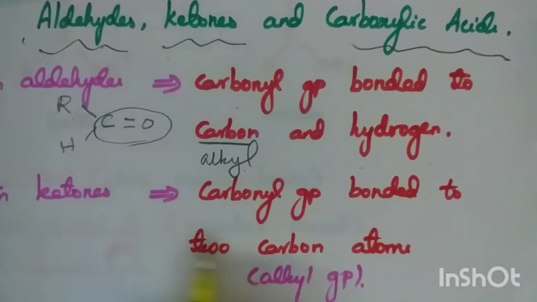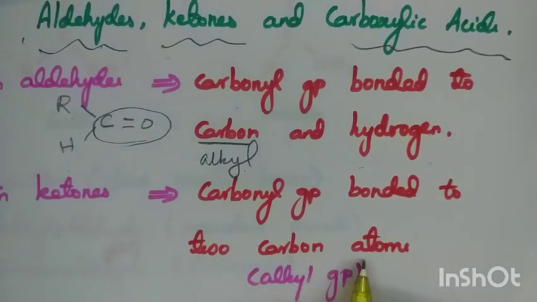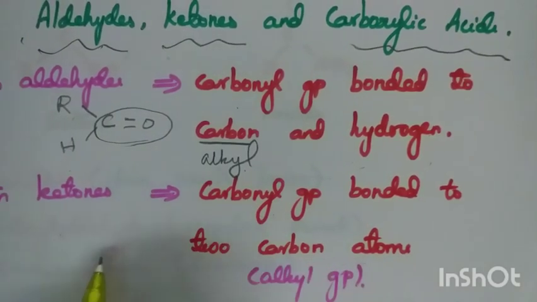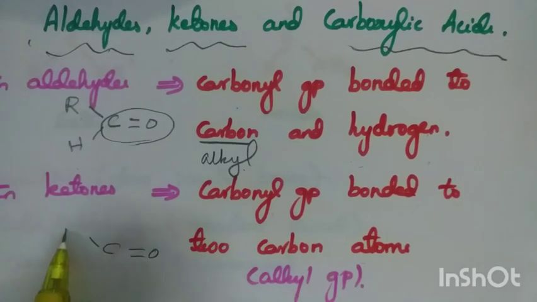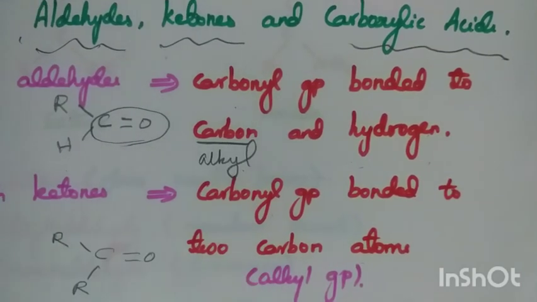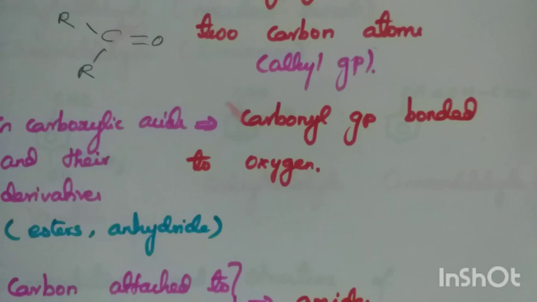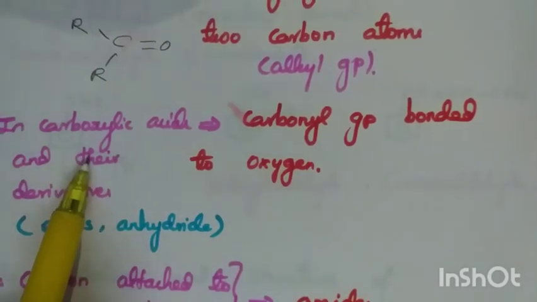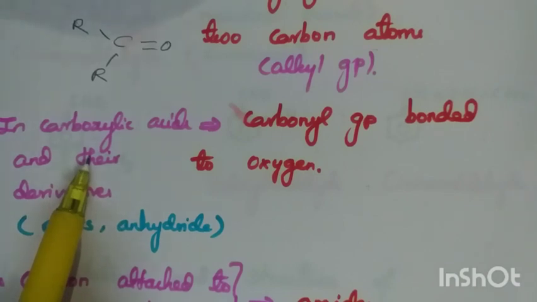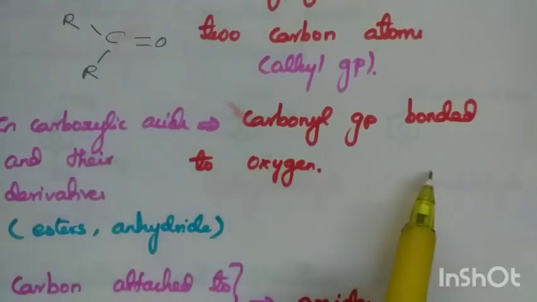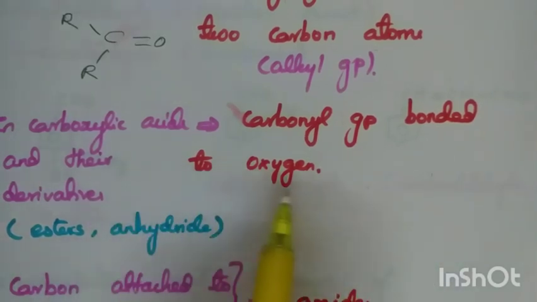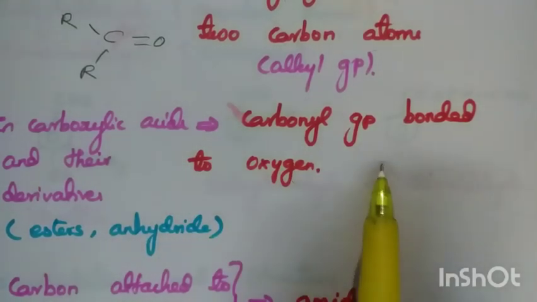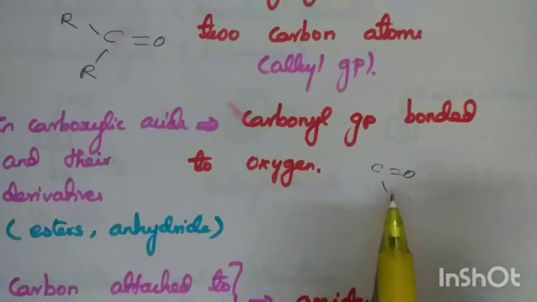In ketone, both the carbon atoms are attached to the carbonyl group. That is C double bond O, R, R. Both are alkyl groups. And the next is carboxylic acid. So aldehyde means one carbon and hydrogen. Ketone means two carbons. In acids, the carbonyl group is bonded to oxygen. That is C double bond O, O, H.